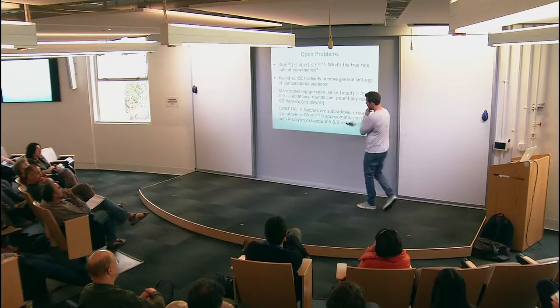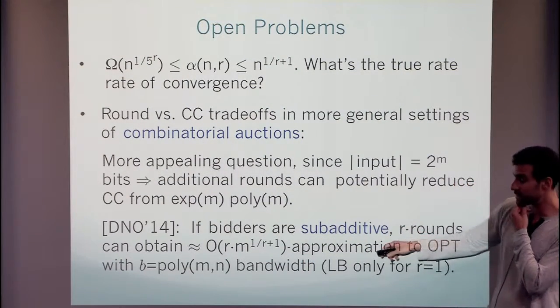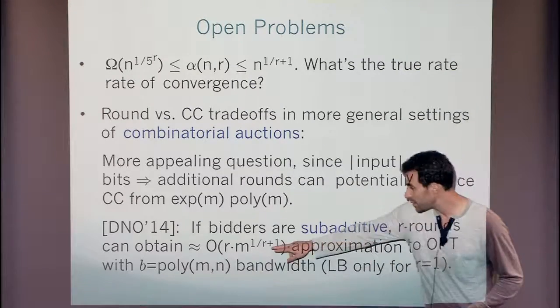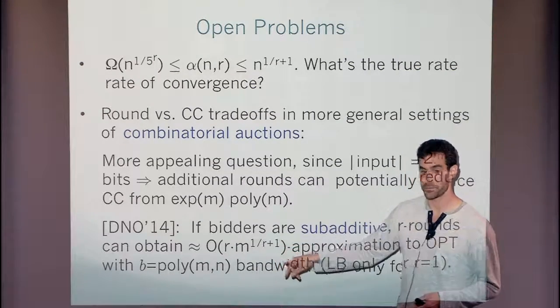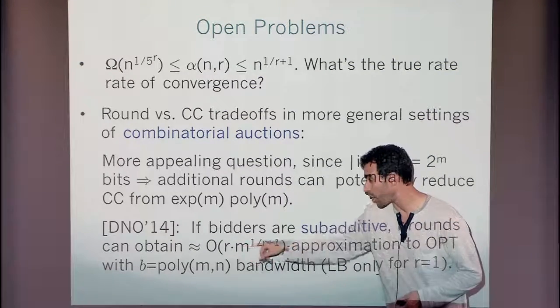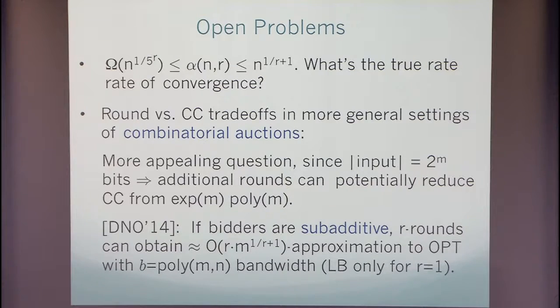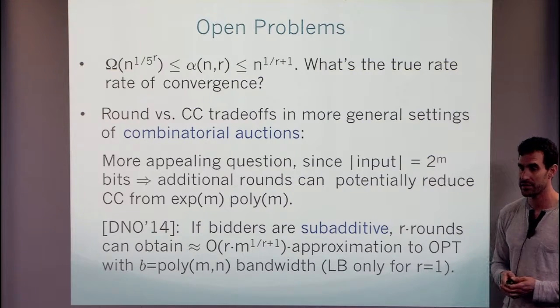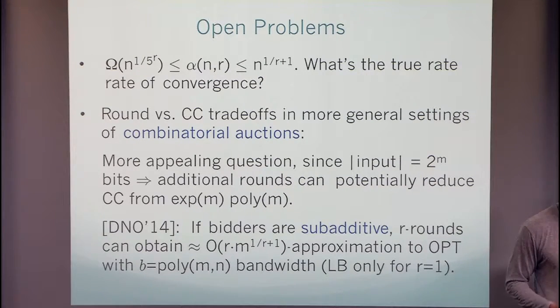And indeed, Dobzinski, Nisan, and Oren showed that for subadditive bidders, using R rounds is sufficient to obtain roughly an R times m to the 1 over R approximation. Once again, their lower bound is only for simultaneous protocols. So the natural next step is to try and prove lower bounds on more complicated valuation functions. Thank you.